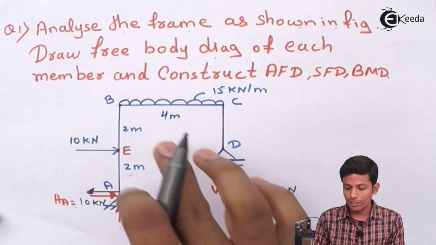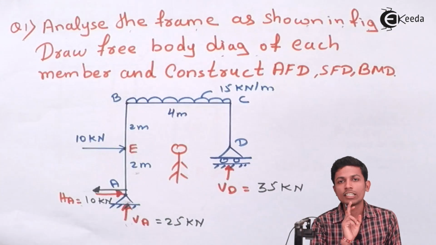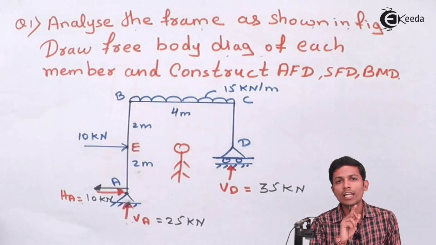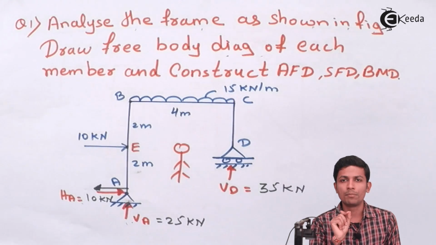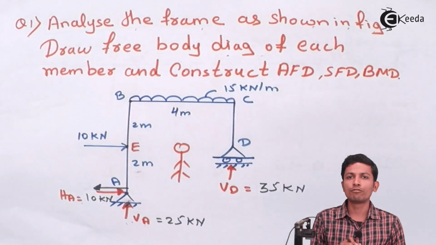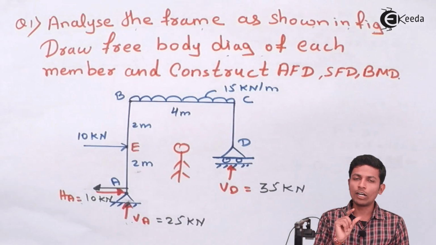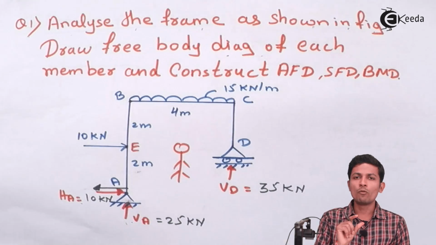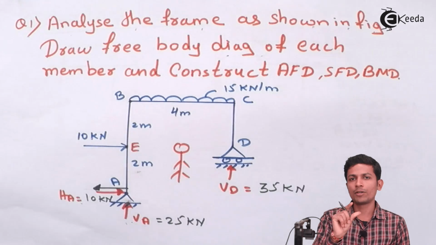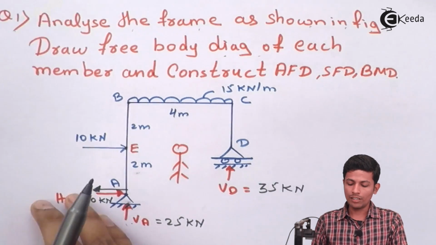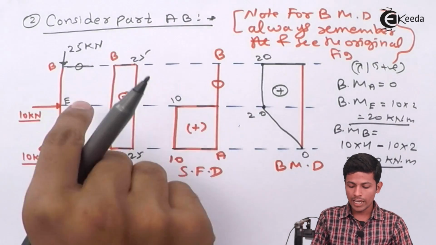Okay, now we have done with the AB part, but always keep in mind, for the bending moment diagram, always see the original diagram. Please note this point down very carefully. While drawing the bending moment diagram, always see the original diagram given in the question. Okay, now we have done with the A and B part.